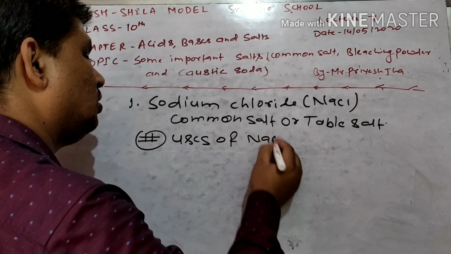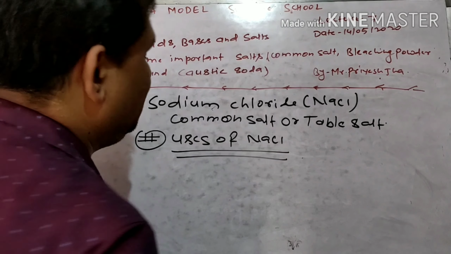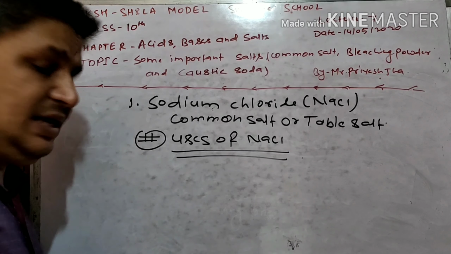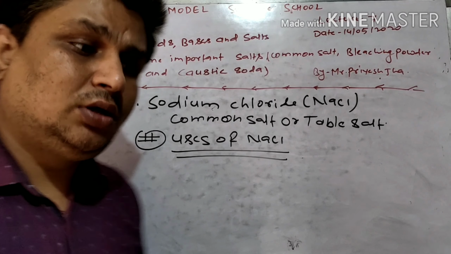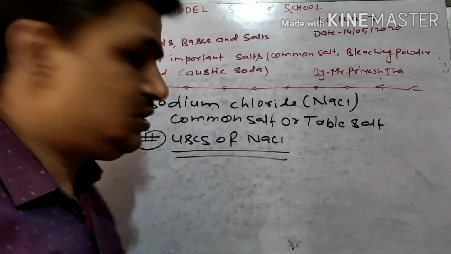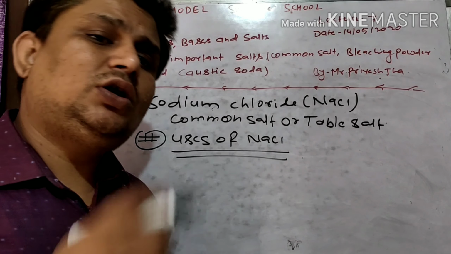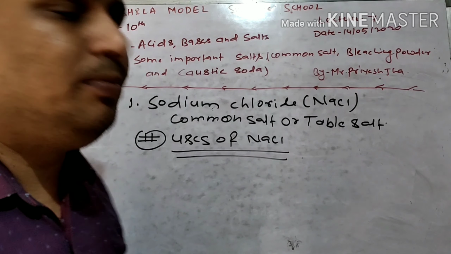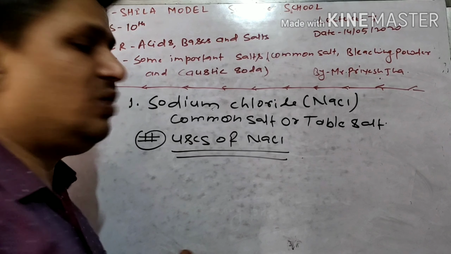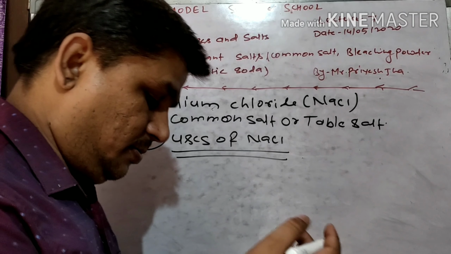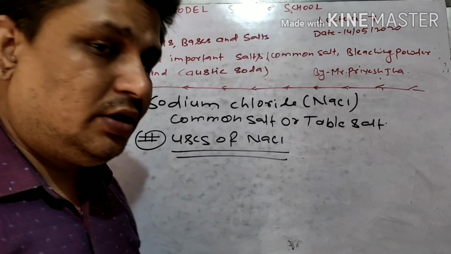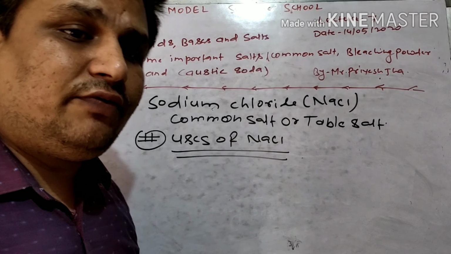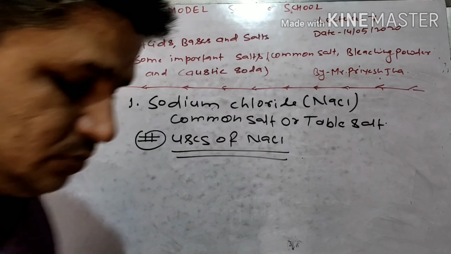Uses of NaCl. NaCl is generally used for making food, for taste and for the manufacture of many chemical compounds. So the main use of sodium chloride is in the preparation of foods, for taste and in the manufacture of many chemicals.